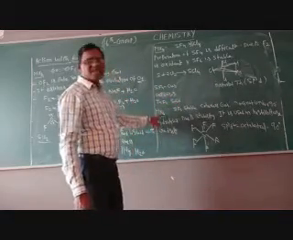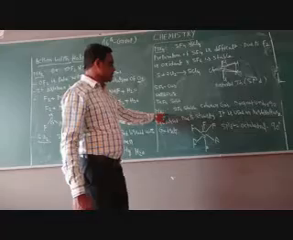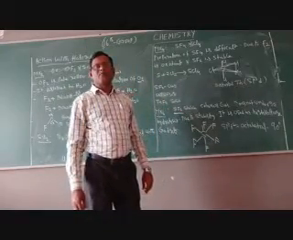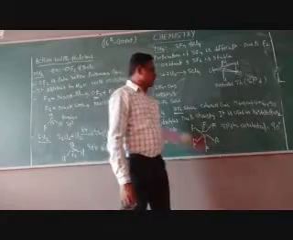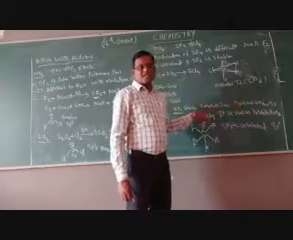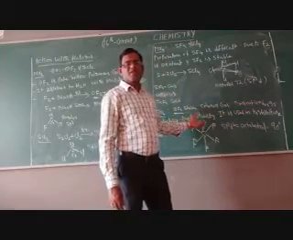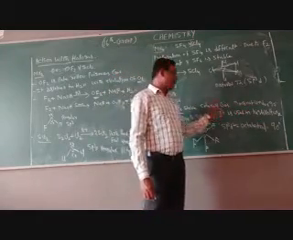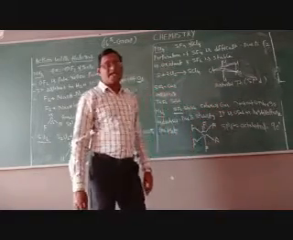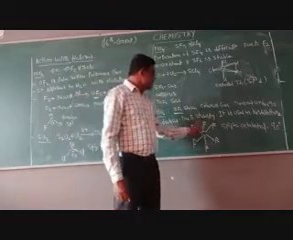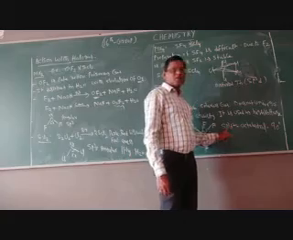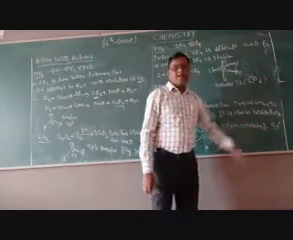Next, hexahalides, MX6. The best example is SF6. It is the most stable form of sulfur fluorides. It is a colorless gas. It does not undergo hydrolysis. Why? Because SF6 is the stable form, and it does not undergo further hydrolysis. Especially this gas is used in high voltage gadgets. Next, the SF6 molecule has octahedral geometry. It undergoes sp3d2 hybridization. The bond angle is how much?